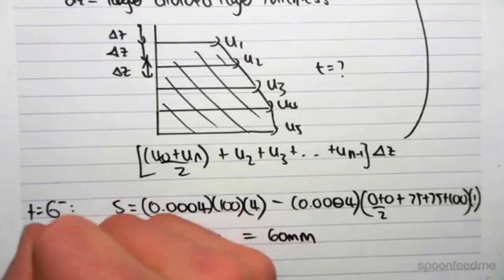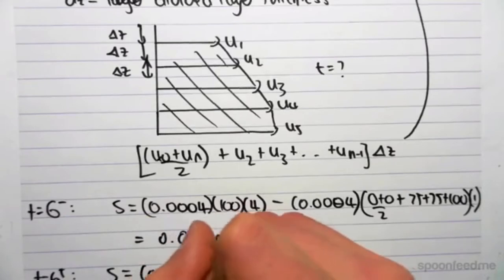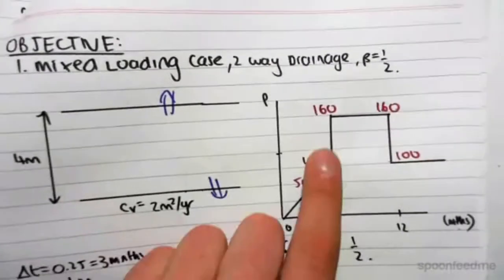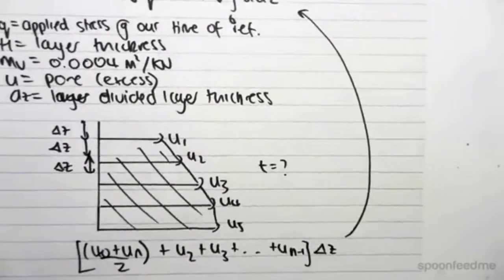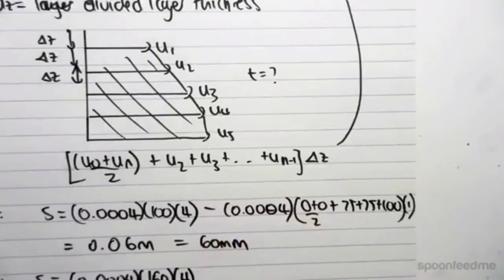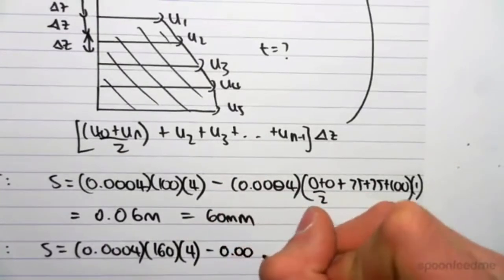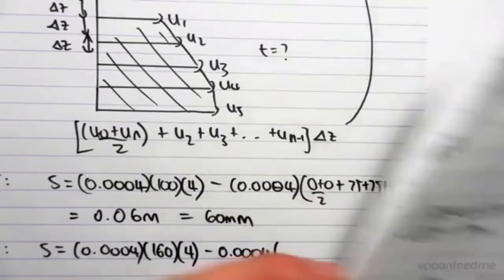If we were to now do time equals 6 plus, it would be the same thing. Settlement equals 0.0004 for mv. The applied stress now is 160 kPa for 6 plus. So that's changed, but our layer thickness is still 4 meters. So that's changed from 100 to 160, minus 0.0004 outside of 6 plus.